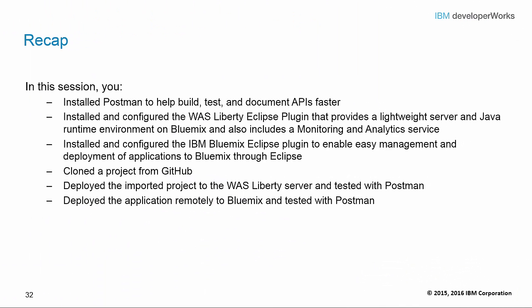Okay, let's recap. So in the session, we installed Postman. We used Postman to help build, test, and document our APIs faster. We also installed and configured our WAS Liberty Eclipse plugin. We installed and configured our IBM Bluemix Eclipse plugin. We cloned a project from GitHub. We deployed the imported project to WAS Liberty server and tested with Postman. And we deployed the application remotely to Bluemix and tested with Postman. That's the end of this lab.